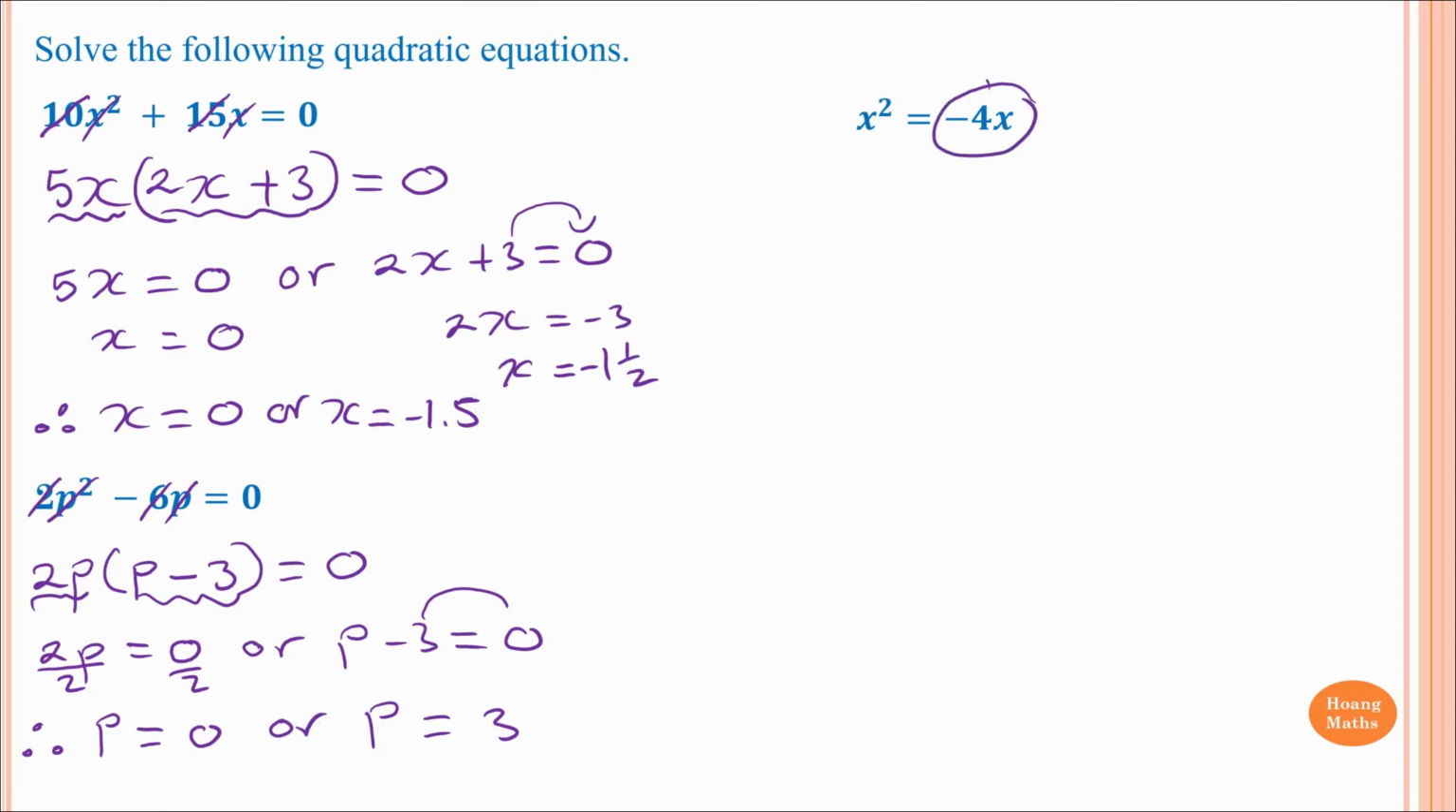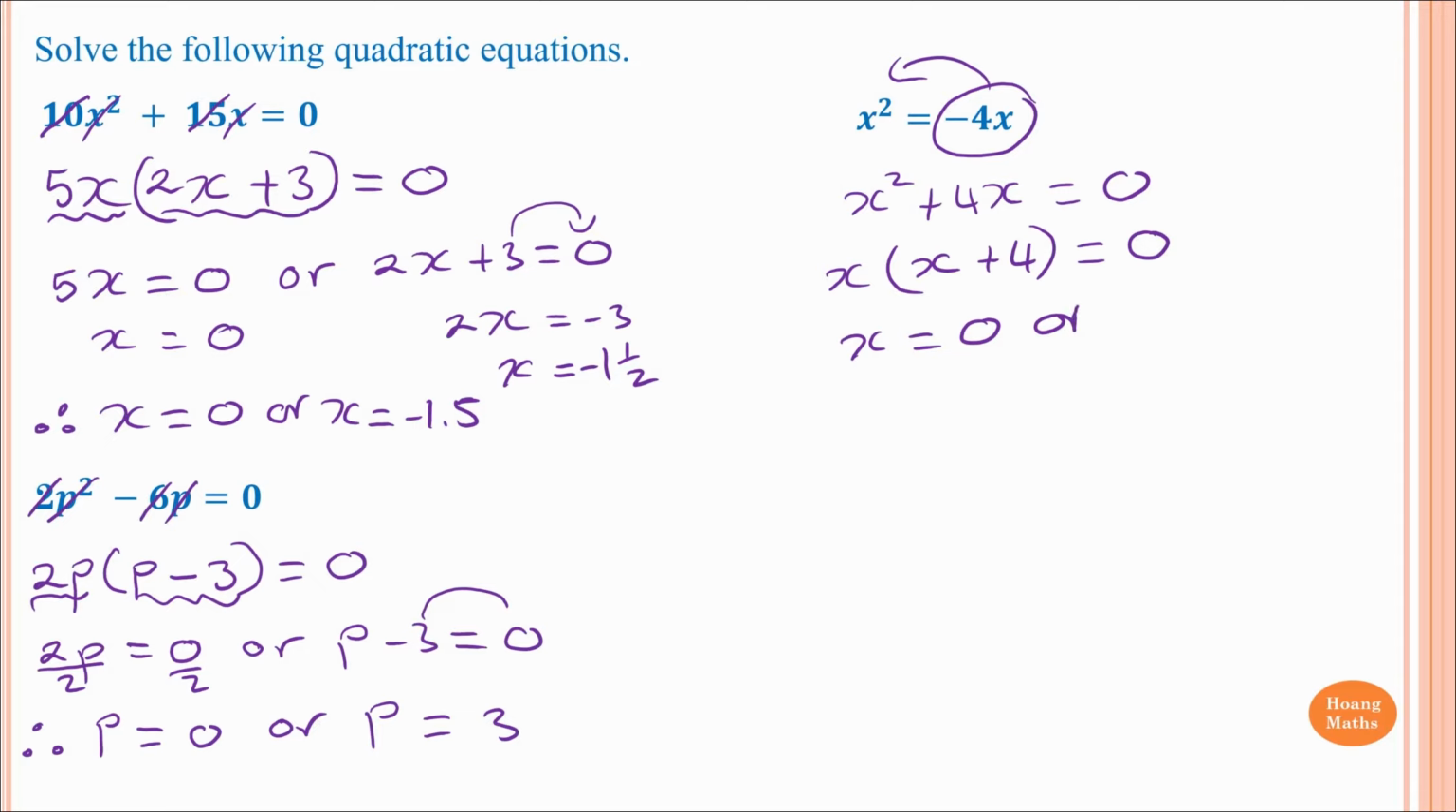So what we do now, we move this to the other side. That means x squared plus 4x is equal to 0. Now the common factor for this is x, so I take the x out. x squared divided by x is x, and 4x divided by x is 4, equal to 0. This means that x is equal to 0 or x plus 4 is equal to 0. So therefore, I write x equals 0 or I move this to that side, becomes negative 4. So the answer is x is equal to 0 or x is equal to negative 4.